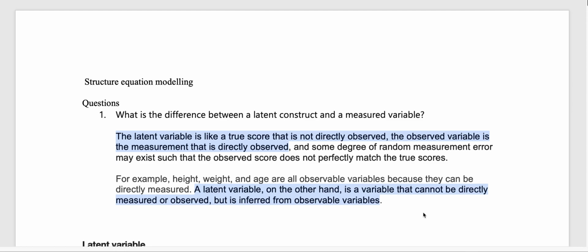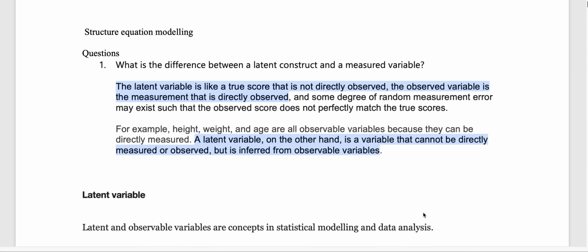The latent variable is like a true score that is not directly observed. The observed variable is the measurement that is directly observed, and some degree of random measurement error may exist, such that the observed score does not perfectly match the true score. For example, height, weight, and age are all observable variables because they can be directly measured.